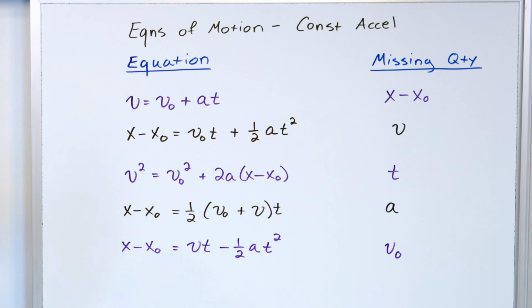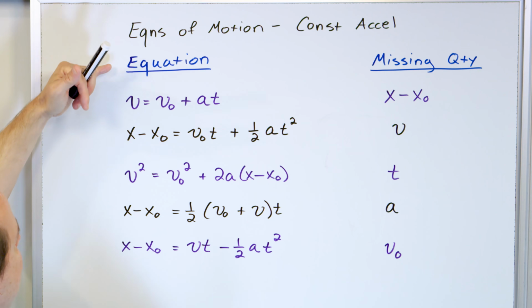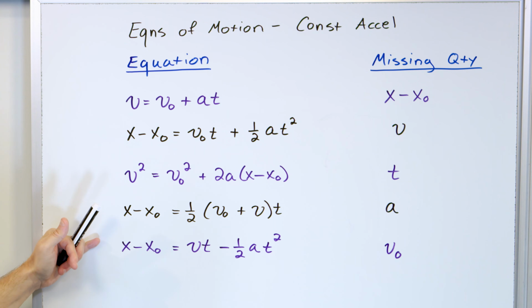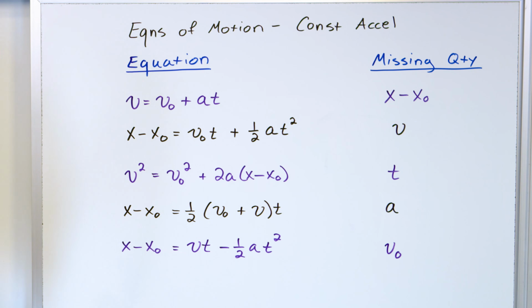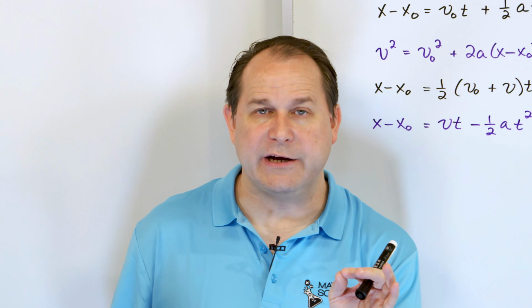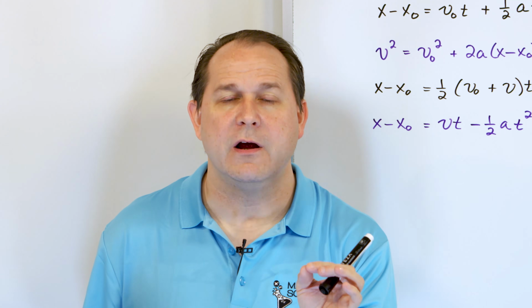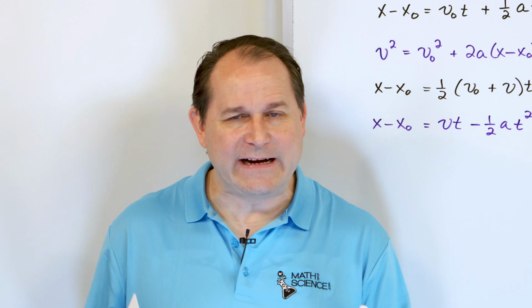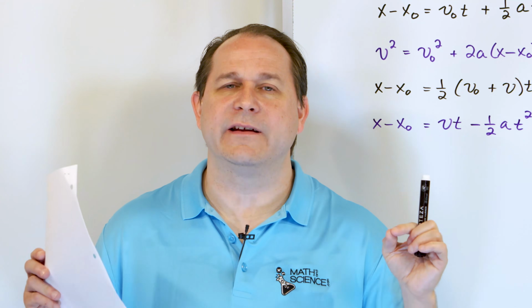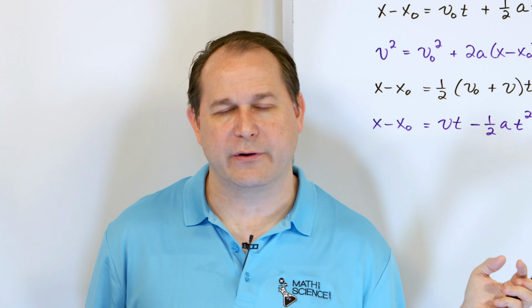So here are the equations of motion. I have a column here with the equation that's listed, and I have a column here with the missing quantity. Now, before we talk about anything, I need to make it absolutely clear that these equations of motion are for when we have constant acceleration. I'll say it again. We have to have constant acceleration to use these equations, okay?